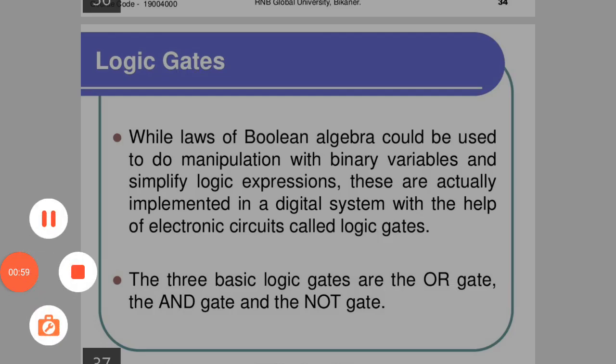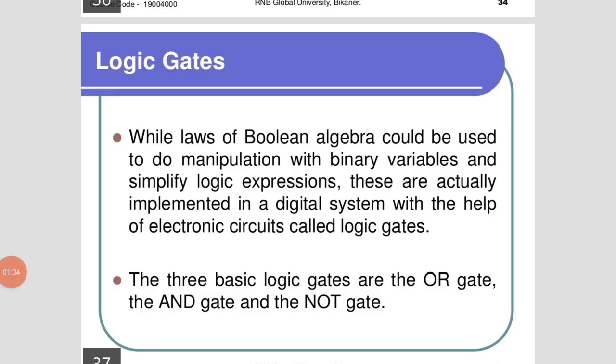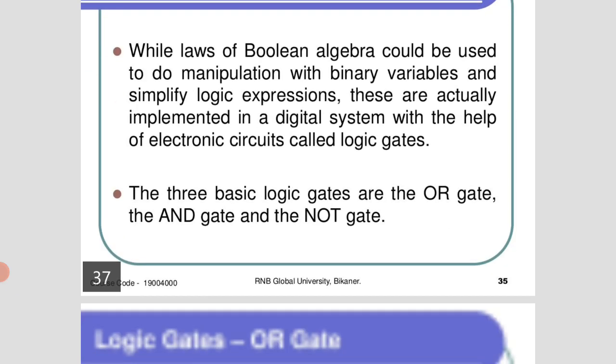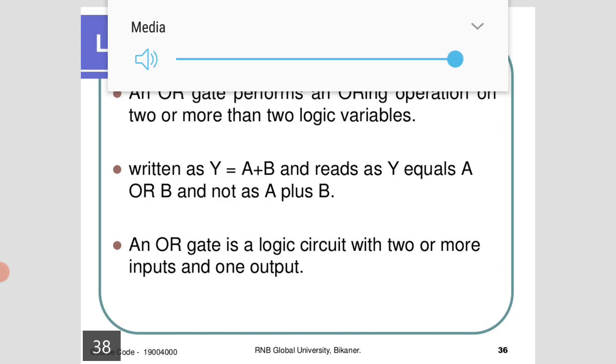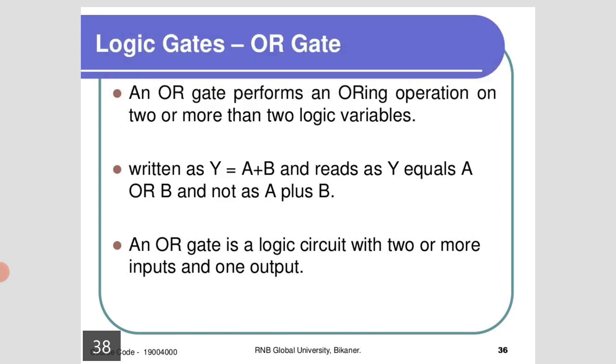The three basic logic gates are the OR gate, AND gate and the NOT gate. Firstly we see the OR gate. An OR gate performs an ORing operation on two or more logic variables, written as Y equals A plus B, and read as Y equals A or B, and not as A plus B. Plus is the sign of the OR gate.